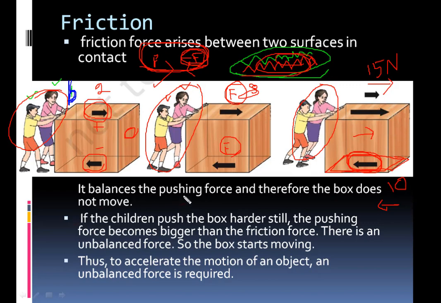So the friction balances the pushing force and therefore the box does not move in these two cases. If the children push the box harder, the pushing force becomes bigger than the frictional force. There is an unbalanced force, so the box starts moving. Thus, to accelerate the motion of an object, an unbalanced force is required. If you apply balanced force to a body, the body is not going to move. If you apply unbalanced force to a body, the body will start moving.